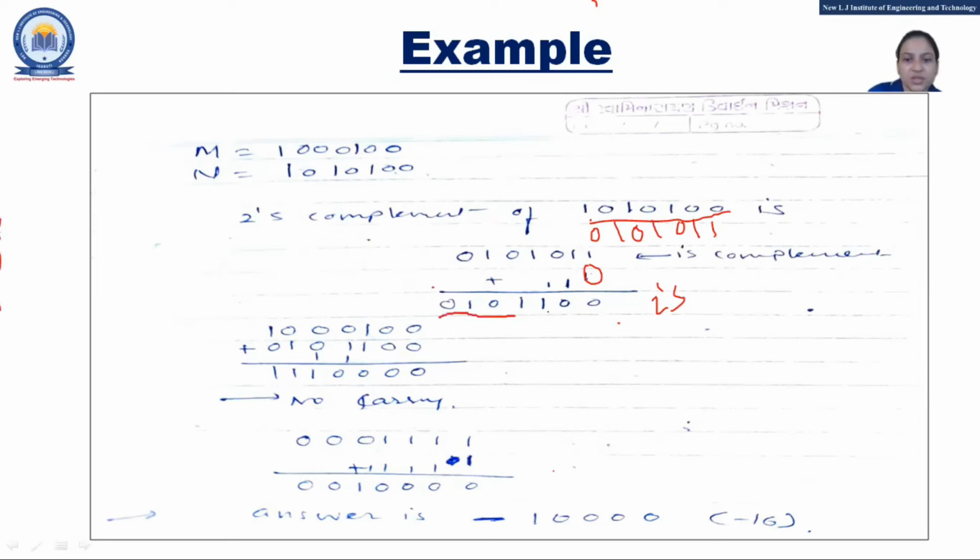Take the two's complement of the given number. This two's complement is added to our first number. Here the number of digits in the result is the same as in the number, so no carry is getting generated.